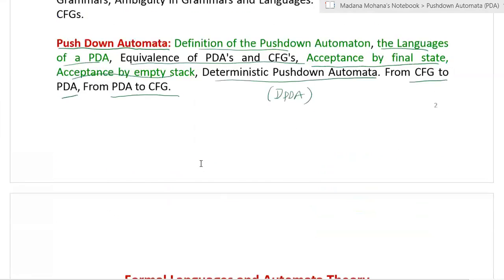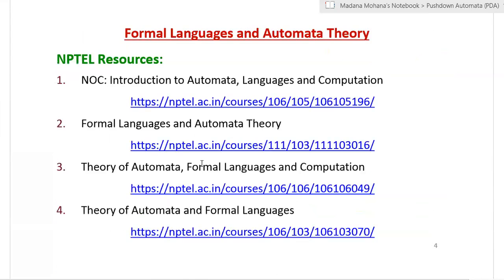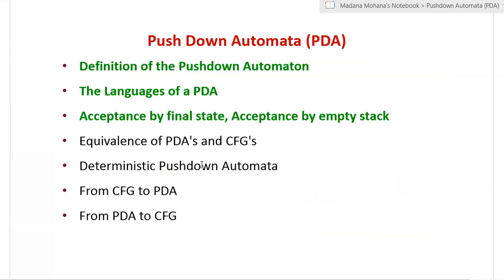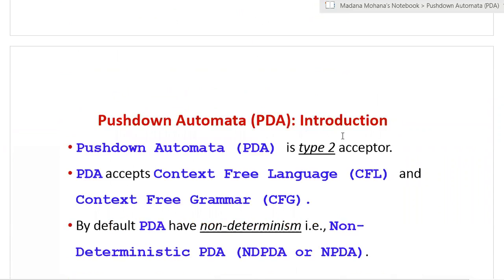In this lecture, we will discuss the following concepts. First, we will see the definition of pushdown automaton followed by its model introduction. Then languages of a pushdown automaton. With that, we will see how to accept a language by considering the two cases, acceptance by final state and acceptance by empty stack. We will see these conditions followed by example problems.